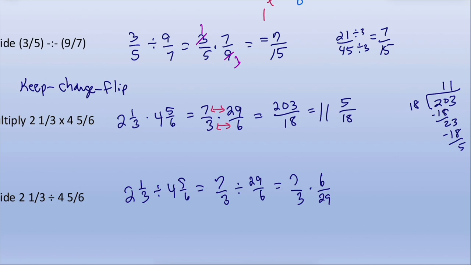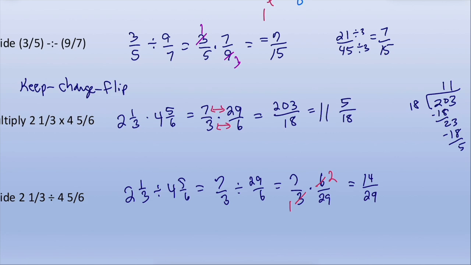This time, there is something that can reduce. 3 goes into the top number 6 and the bottom number 3, so you can make that 1 and 2. Just divide them both by that same common factor. Now we're going to multiply tops with tops, bottoms with bottoms. 7 times 2 is 14. 1 times 29 is 29.